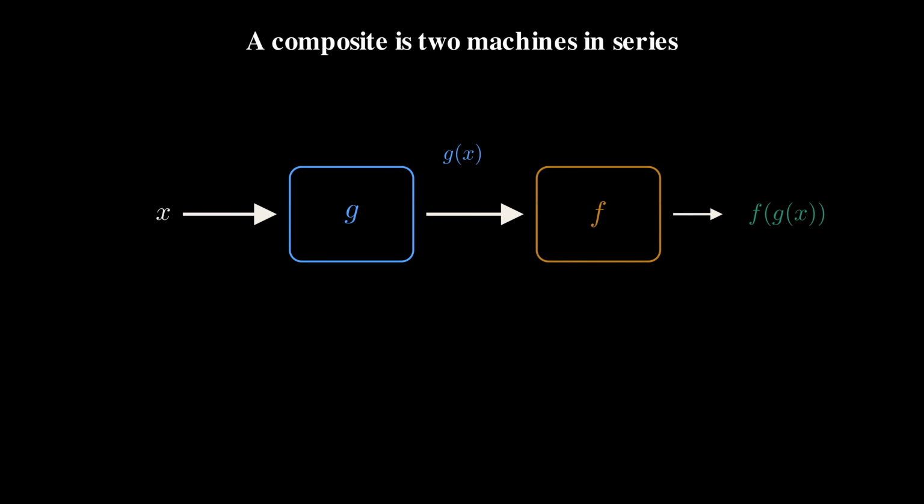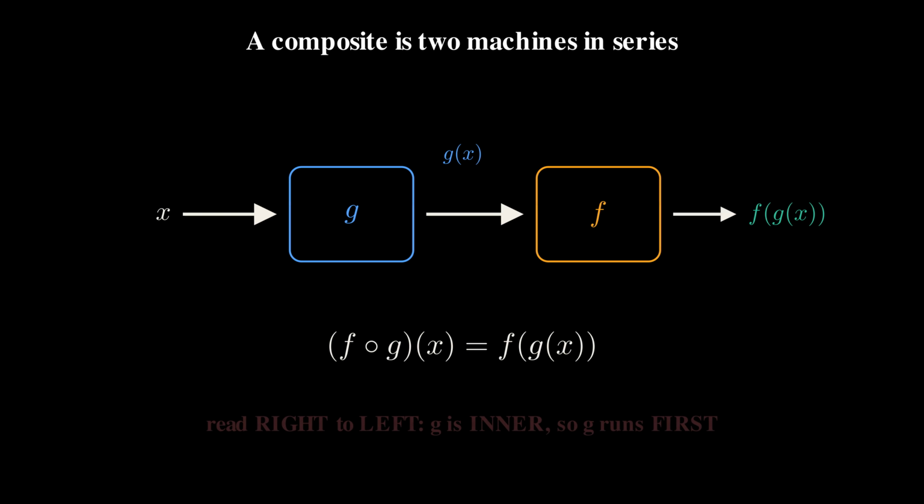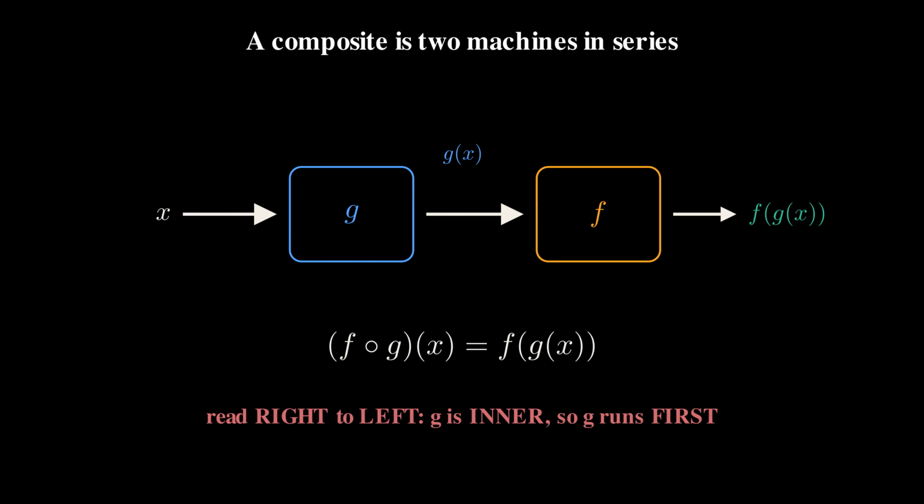We write it with a little ring. f composed with g of x equals f of g of x. But here's the trap that catches everyone. Read the notation from the inside out. The g is tucked inside next to the x. So g runs first, and f runs on its result. Right to left. The machine nearest the x goes first.